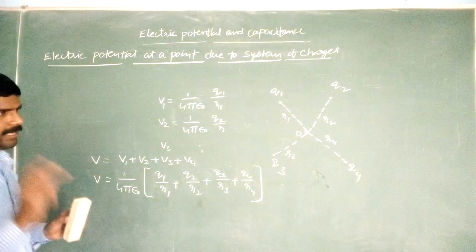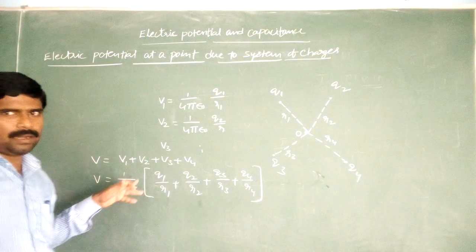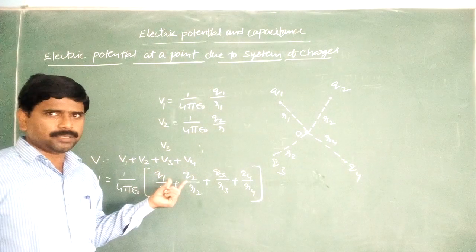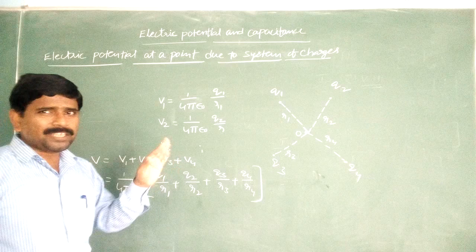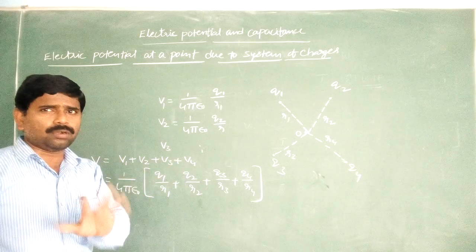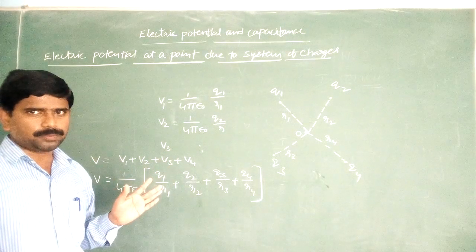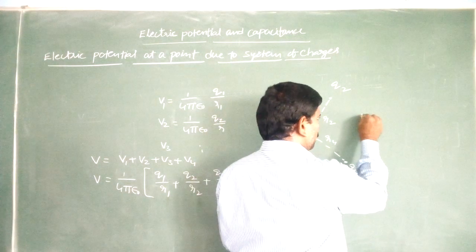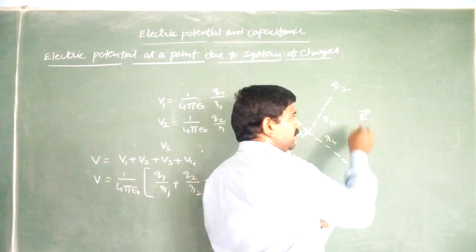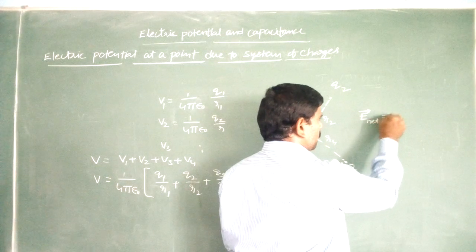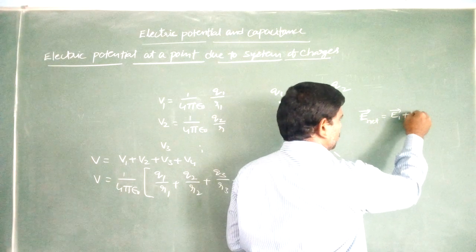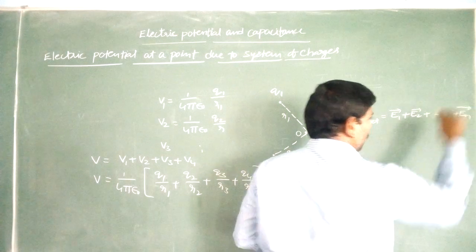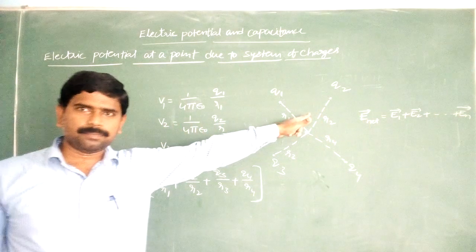Electric potential is a scalar physical quantity. That's why we are using ordinary algebra. Means 1 plus 2 plus 3 plus 4, that is equal to how much? Not the vector algebra. In case of the electric field intensity, in that situation we are using vector algebra, that is E bar net is equal to E1 bar plus E2 bar plus E3 bar plus and so on En bar. That is the vector algebra.